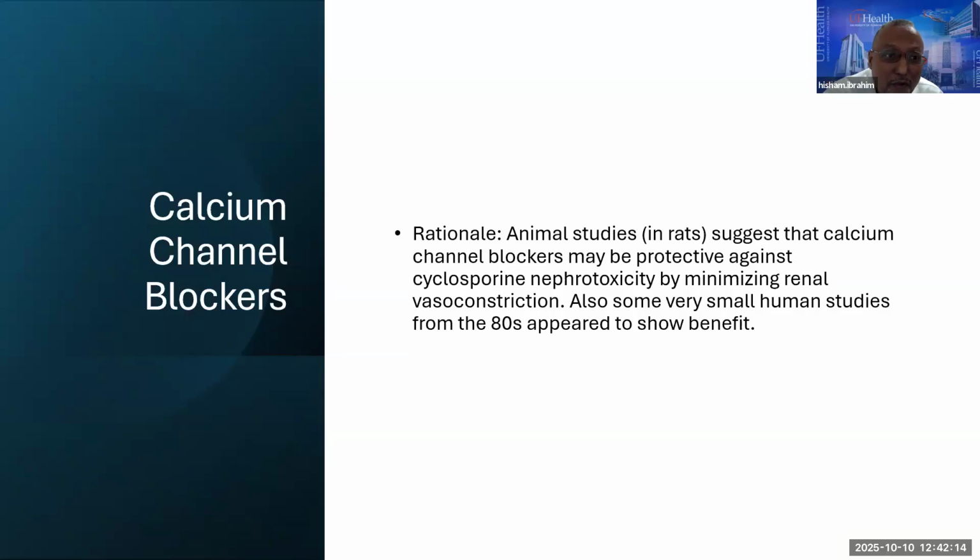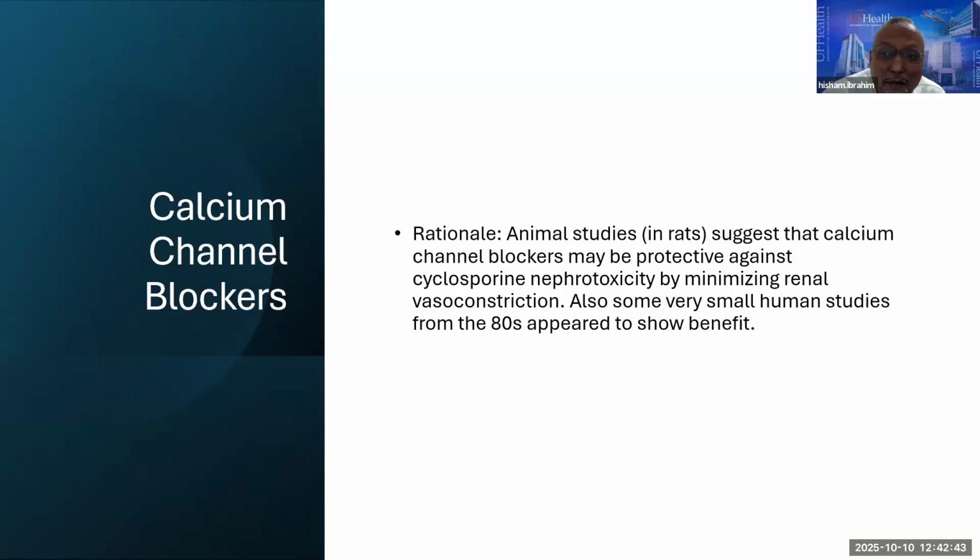So vasoconstriction. Calcium channel blockers have been found to be effective in rat studies. Of course, they also block the calcium channels on the T lymphocytes, by the way. So calcium channel blockers actually do have an anti-inflammatory effect because of that. They do impair lymphocyte function because they prevent calcium influx.